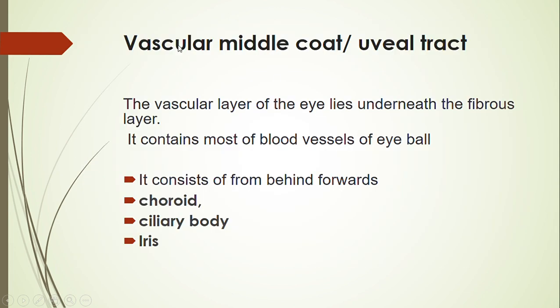The vascular middle coat is otherwise known as the uveal tract. It is a very important 5-mark question. Uveal tract means a collection of choroid, ciliary body and iris. These structures together are named the uveal tract: choroid, ciliary body and the iris.